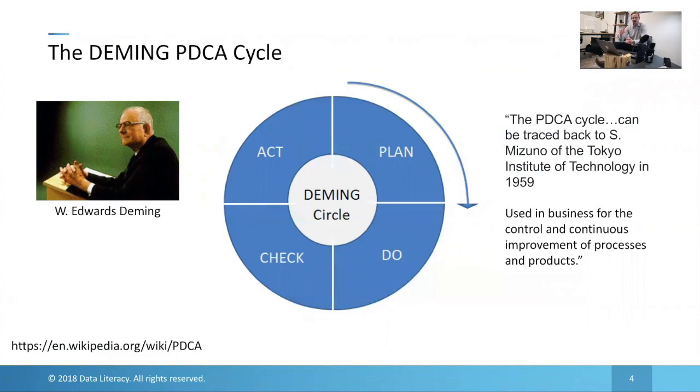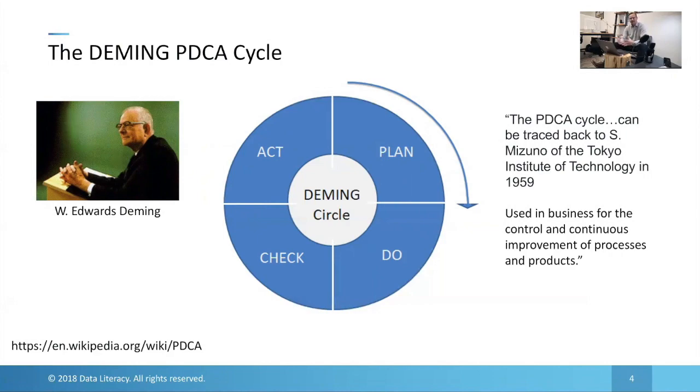And it's a circle, right? Notice it's a loop, so it's continuous. You go through this process over and over again. The steps are about going through a series of actions where you plan your next step to make some improvements. You make some changes. You check the impact. You see what happened, and then you act accordingly by making further adjustments.